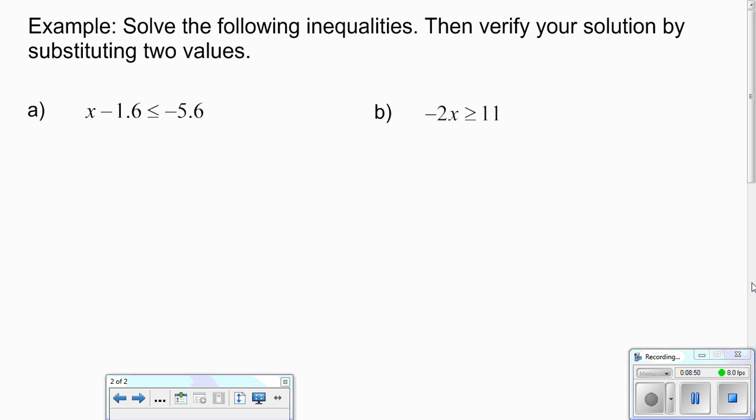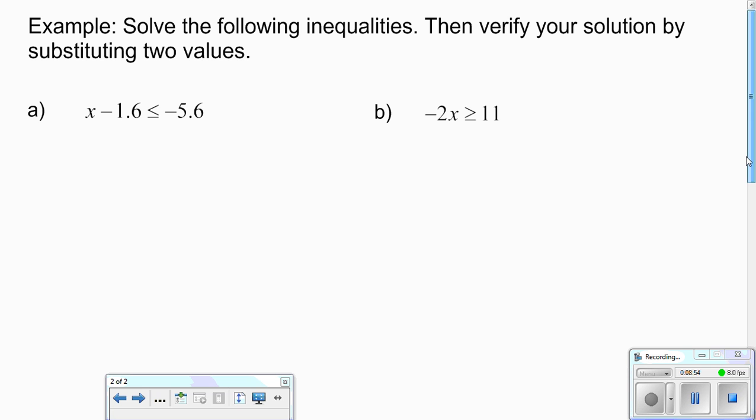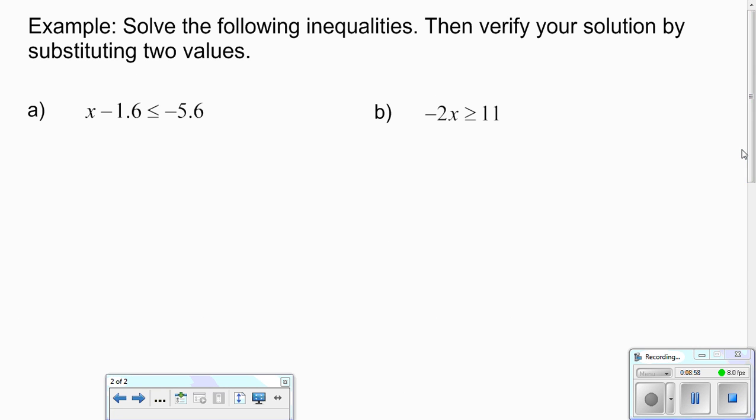Okay, we're going to solve these examples, and then it says verify your solution by substituting two values. So I'll explain what I mean by that. So, looking at the first one, my variable is x. It is being subtracted by 1.6. So the opposite of subtract 1.6 is add 1.6. Whatever we do on one side of an inequality, we do to the other.